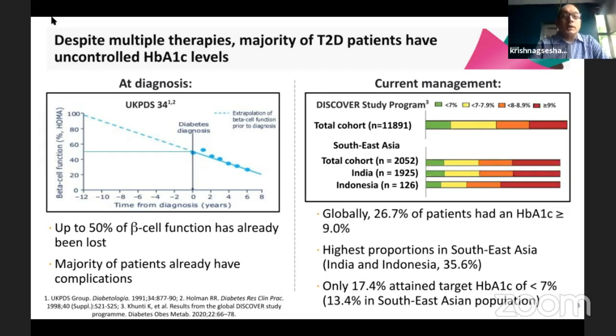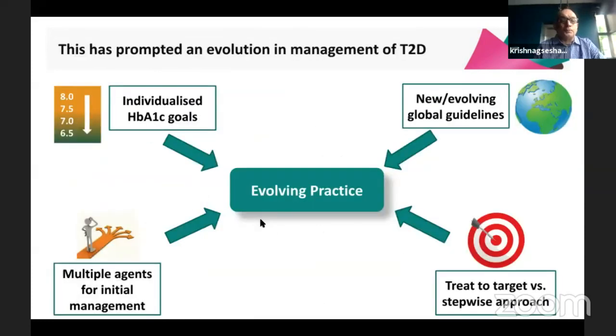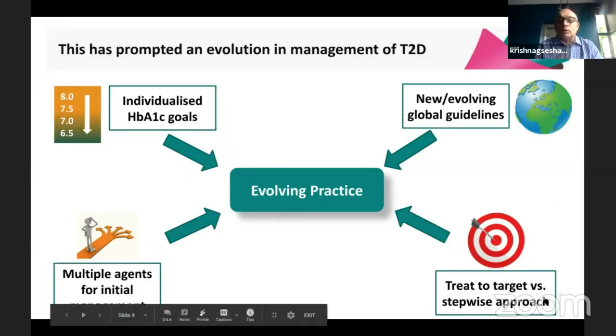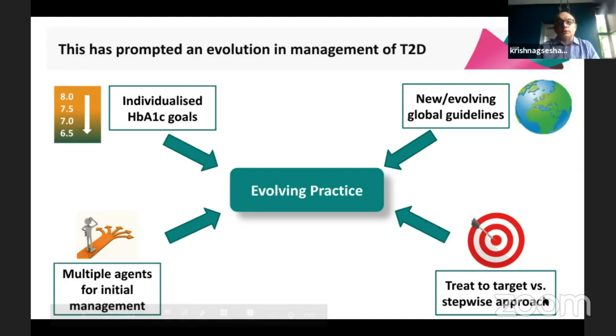At the time of diagnosis, about 50% of the beta cell is already lost, and if you were to believe Dr. DeFronzo, it would be 80%. The A1C target of 7% is attained in about 13.5% in the South Asian or Southeast Asian population. But remember that this is true across the world. There are several issues in front of us, and we have talked about clinical inertia, Dr. Kunti's work over a period of time.